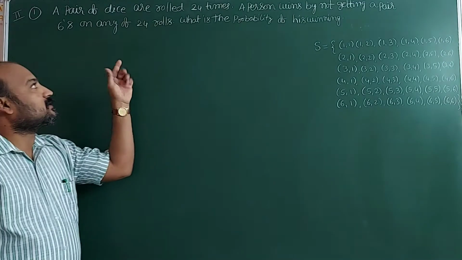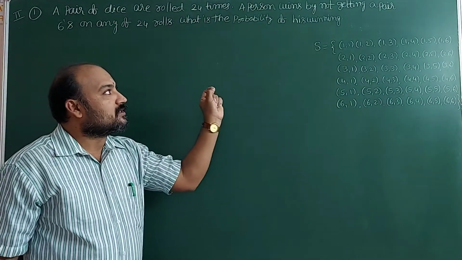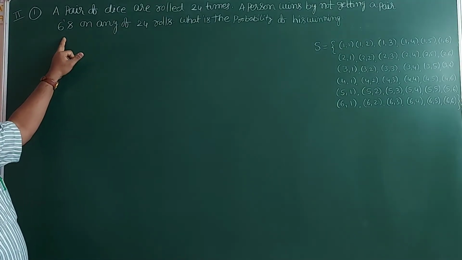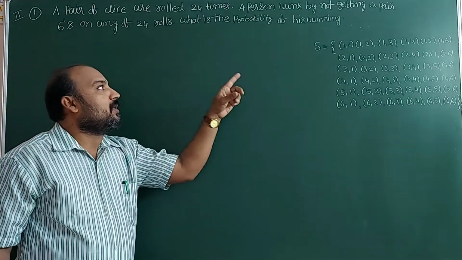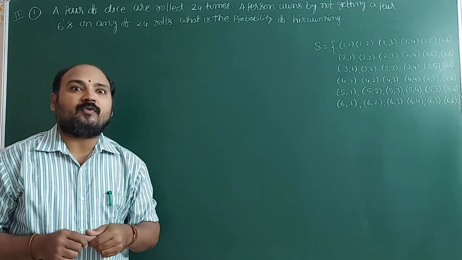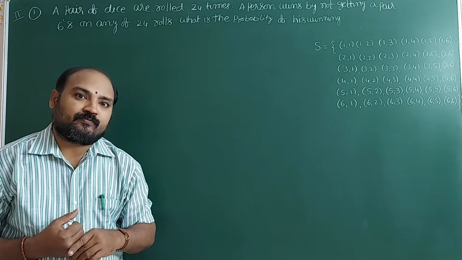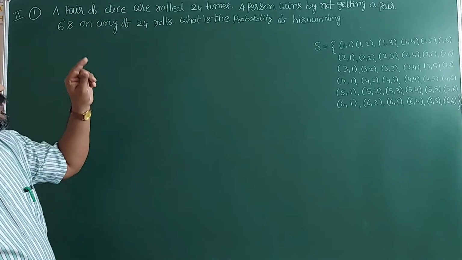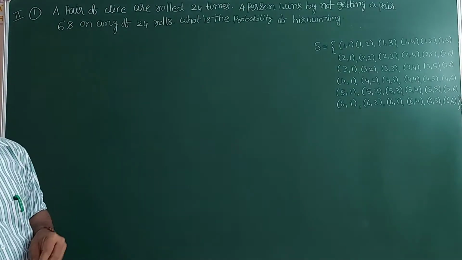A pair of dice are rolled 24 times. A person wins by not getting a pair of sixes on any of 24 rolls. What is the probability of his winning? This is the question. Here the question is, a person wins by not getting a pair of sixes.